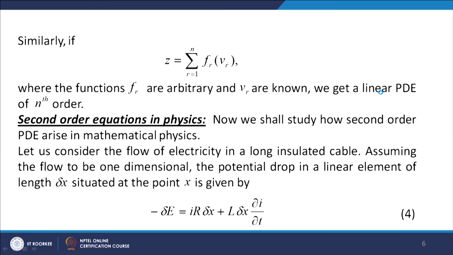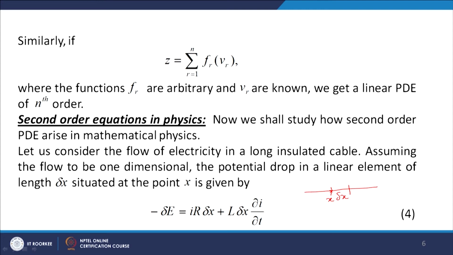Now, second order equations in physics. Let us see some physical phenomena and see how the second order equations originate in them. Suppose we have a long insulated cable, and we are considering the flow of electricity in it. Assuming that the flow is one dimensional, consider the potential drop in a linear element of length delta x at the point x in this cable.